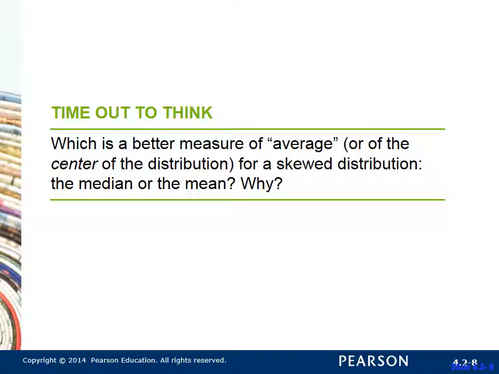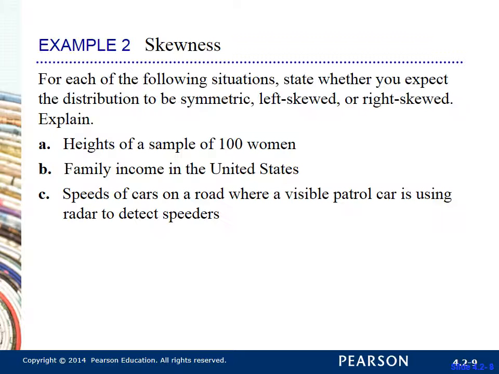So which is the better measure of average or the center for a skewed distribution? All right, I talked about that already. It's going to be the median because the mean is being pulled towards the tail there because of some outlier. So the best measure then would be the median, which would be the better way to go because it hasn't been pulled by that outlier. All right, so let's look at a few examples.